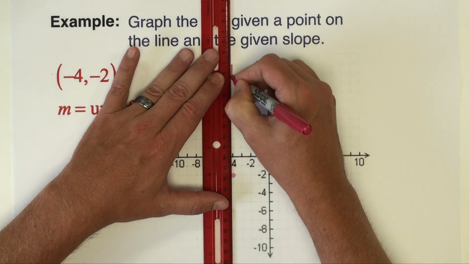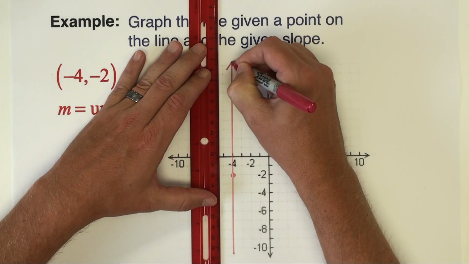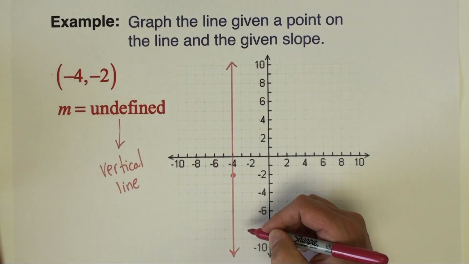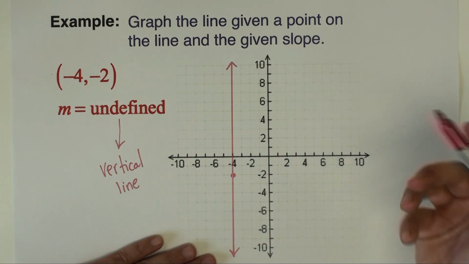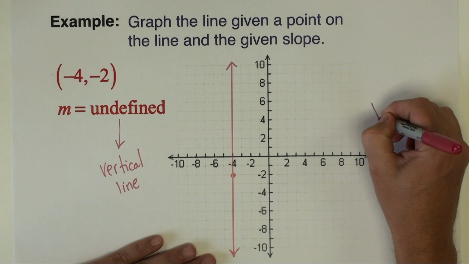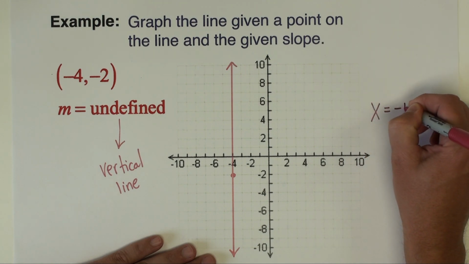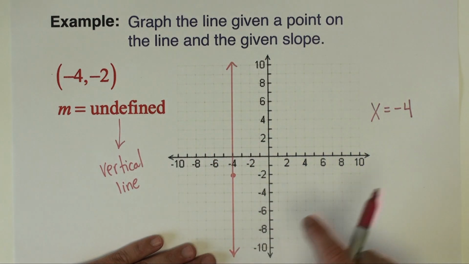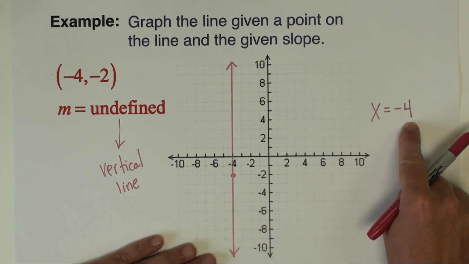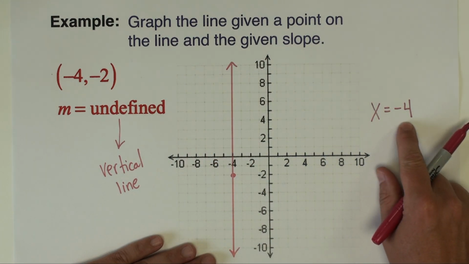So there it is. The equation of that line, I know we're not asked for the equation, but I'll just go and write it anyway. The equation of that line is x equals negative 4. Remember, the equations of a vertical line are just simply where the line crosses the x-axis.